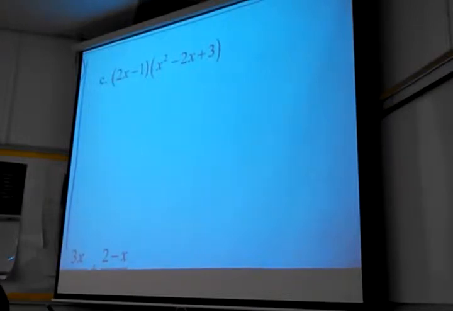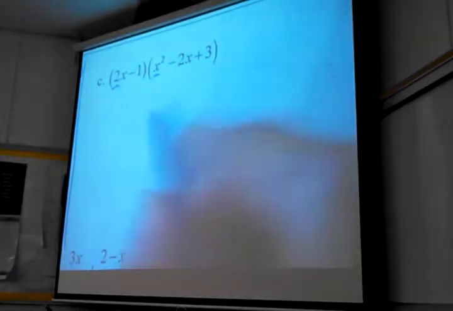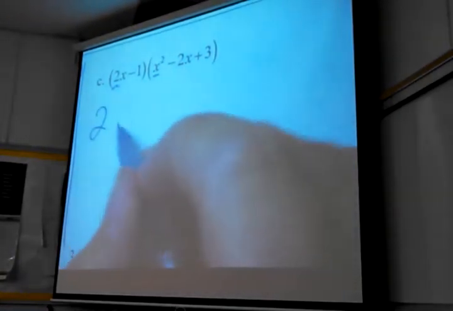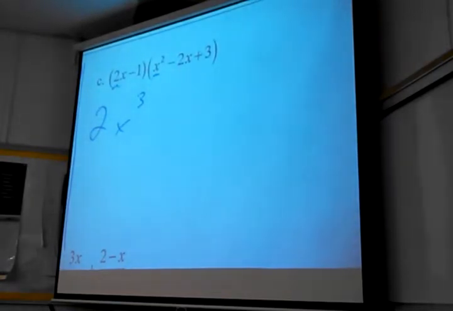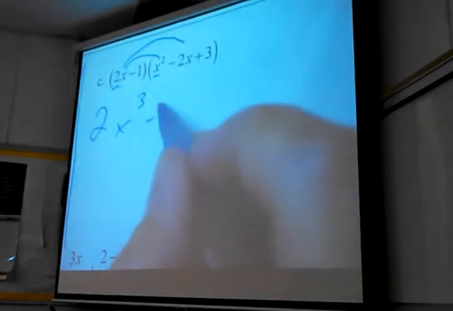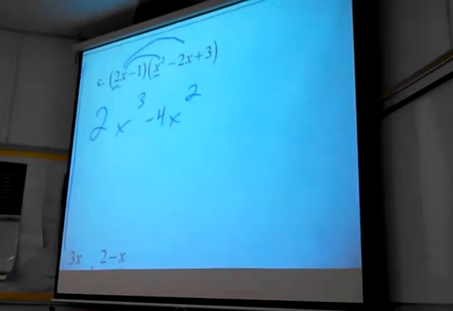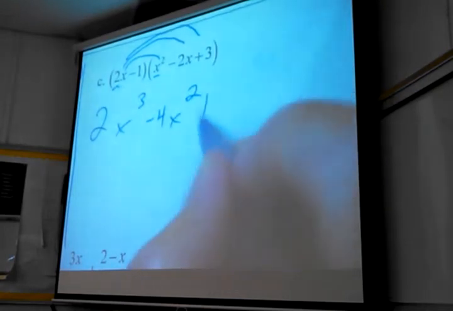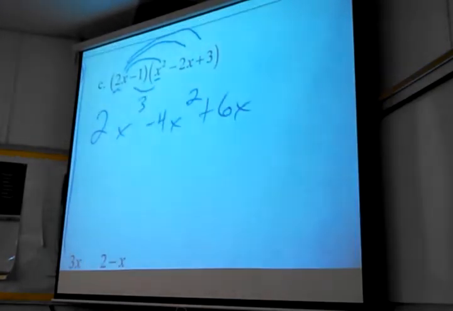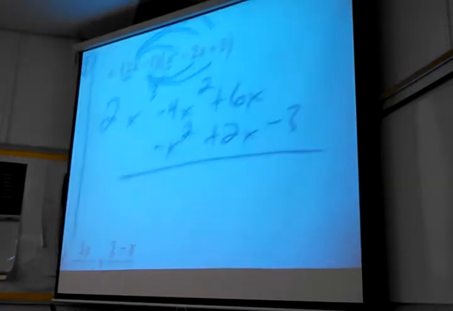So, this guy, what do I get? 2x times x squared. Good. 2x cubed. Beautiful. Because you got an extra x coming in there. You had 2 already there, so you got 3 now. That's this one. Minus, good, 4x squared. I like it because now you've got x squared. Plus 6x. Minus x squared. I like it. Plus 2x. Minus 3. So you can do it this way.